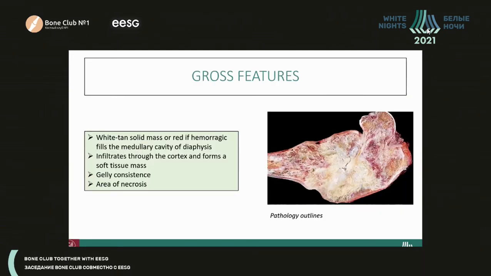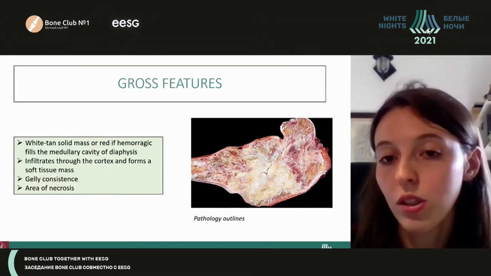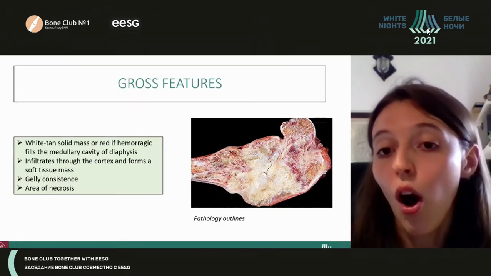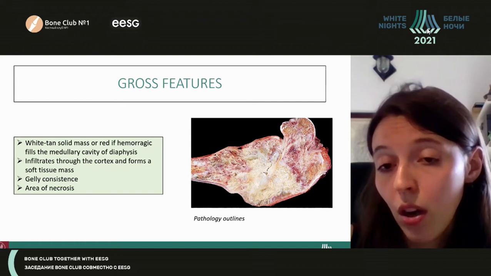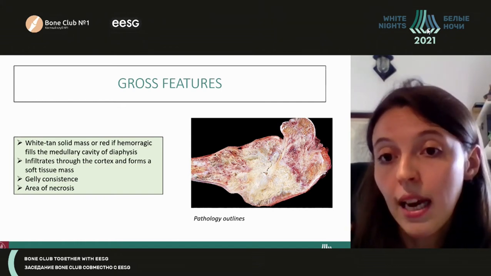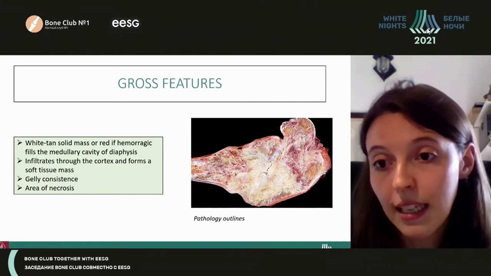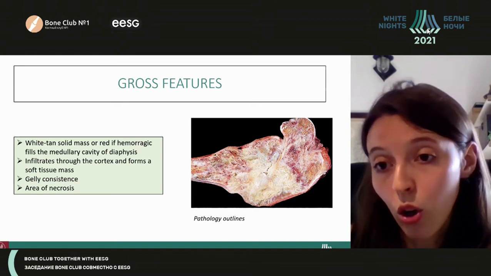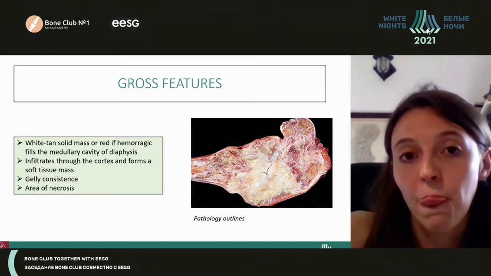Nowadays, we do not receive any more specimens before chemotherapy, but what we could see is that there is a white solid mass involving the diaphysis or the metaphysis of the bone that infiltrates through the cortex and goes into the soft tissue. Of course, after the chemotherapy, what we are going to see is a more jelly consistency and a lot of necrosis and hemorrhage.